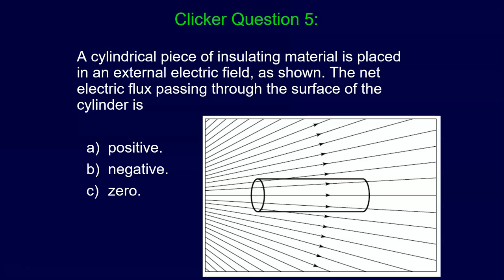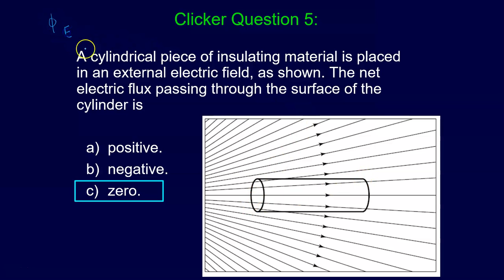We have a cylindrical piece of insulating material placed in an external electric field as shown. The net electric flux passing through the surface of the cylinder is what? So what's the net electric flux passing through this cylinder? Think about this one, and we'll talk about it in a second. All right, and hopefully with this one, you got 0. If you look at this case, the number of lines leaving is equal to the number of lines entering, which is our conceptual definition of the electric flux. So it equals 0.